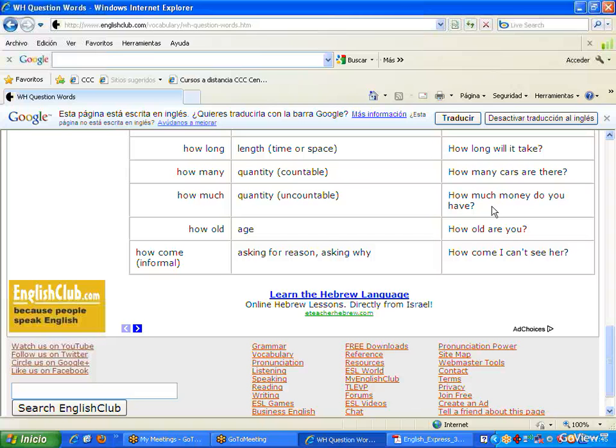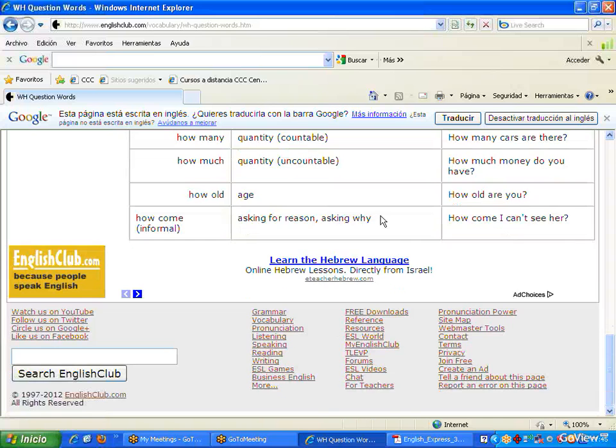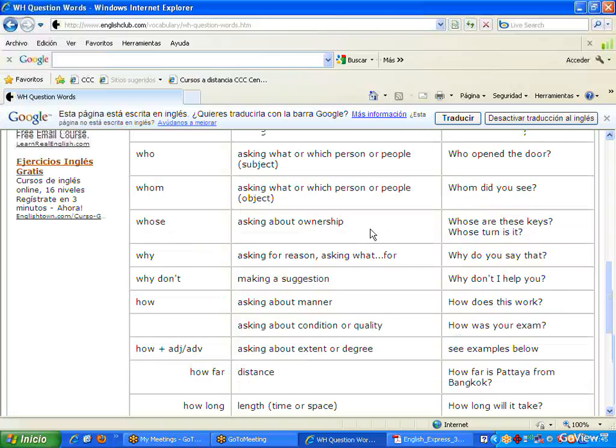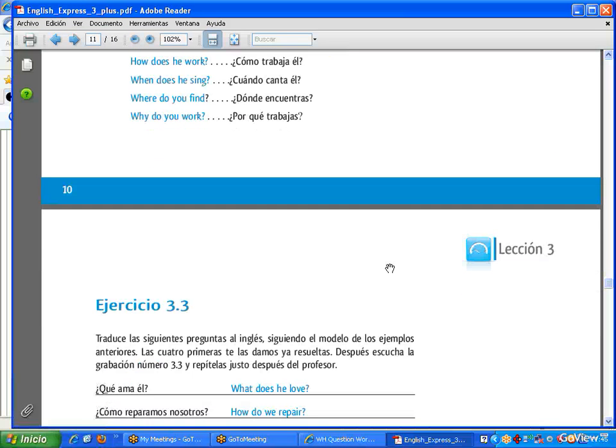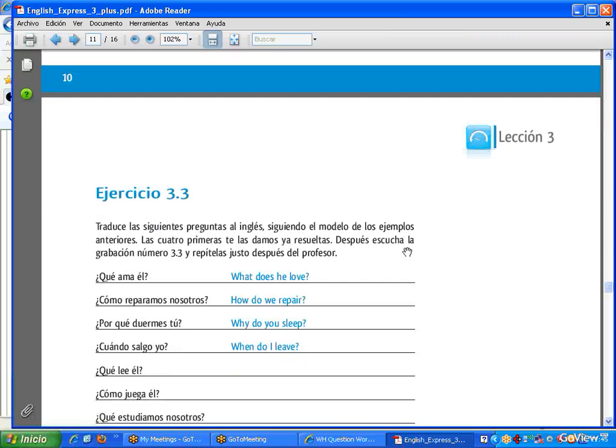Okay, let's go back to the lesson. Exercise 3.3. Okay, we're going to translate the following sentences to English. You're going to follow the examples. It's a very good exercise. ¿Qué ama él? What does he love? Okay, ¿por qué duermes tú? Why do you sleep?